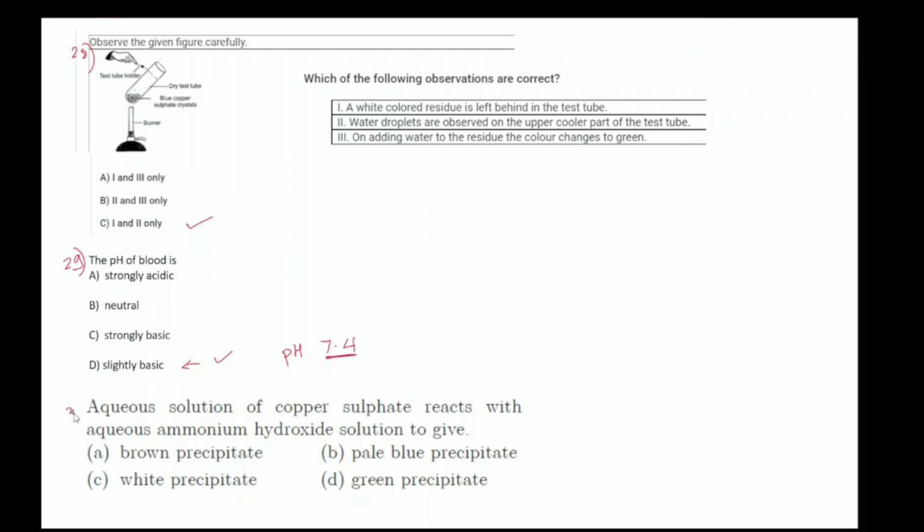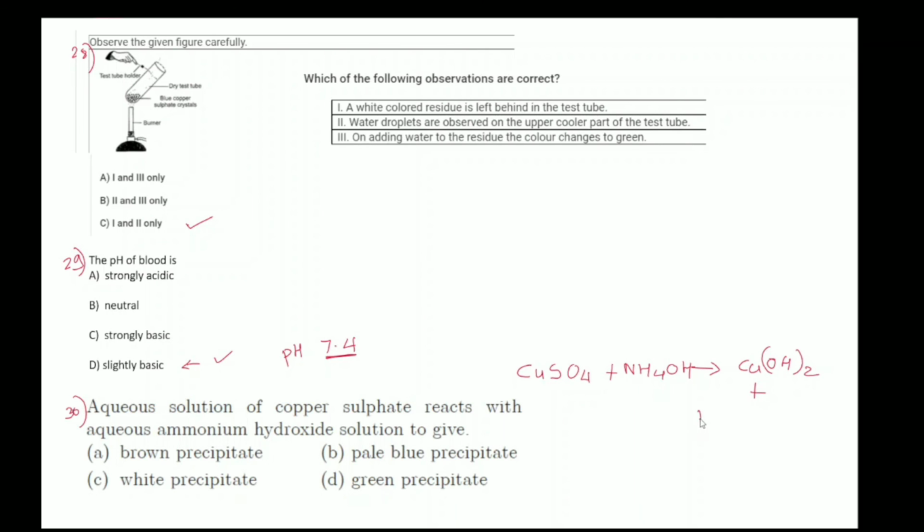Okay, last question. Aqueous solution of copper sulfate reacts with aqueous ammonium hydroxide solution to give a brown precipitate, pale blue precipitate, white precipitate, or green precipitate. Let us try to understand the reaction here. Copper sulfate, CuSO4, plus aqueous ammonium hydroxide, NH4OH, gives you copper hydroxide.